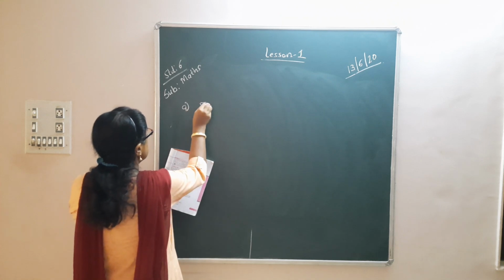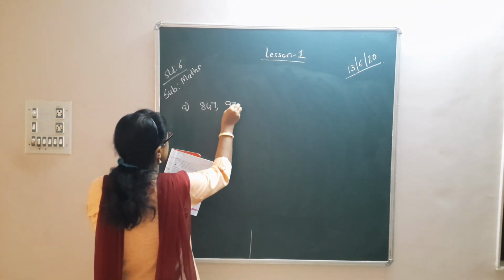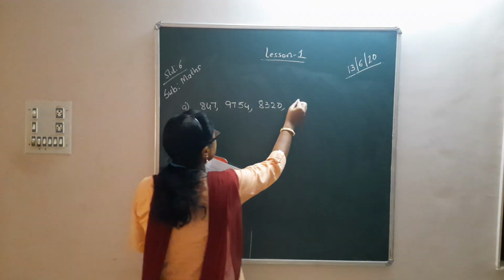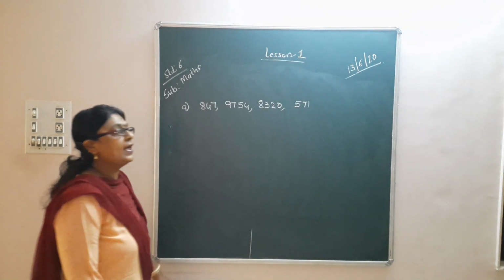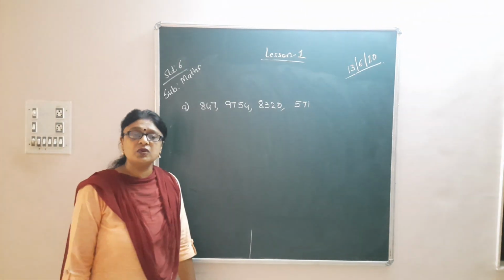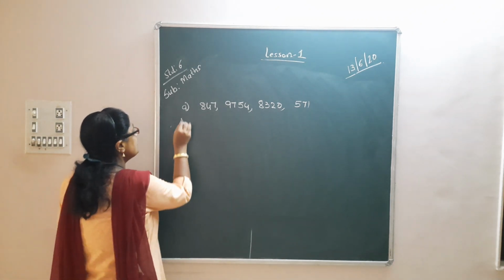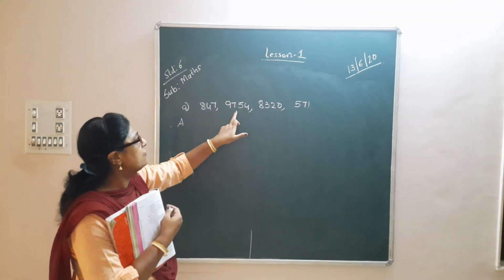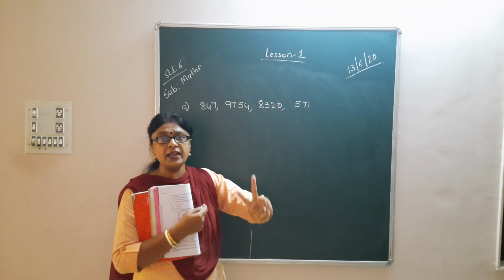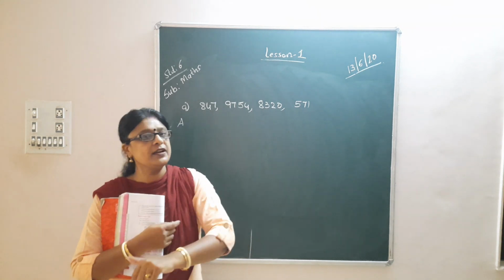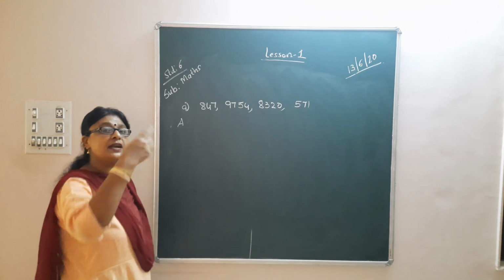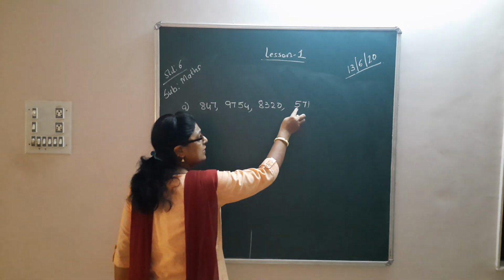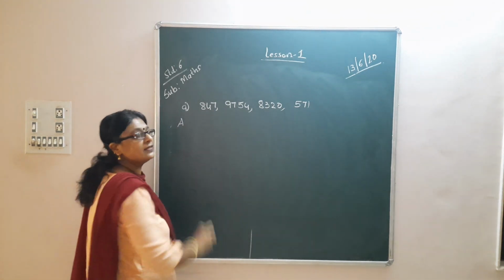The numbers are 8, 8, 4, 7, 9, 7, 5, 4, 8, 3, 2, 0 and 5, 7, 1. Arranging in ascending order means I have to arrange from small to big. So what will be the answer? First I have to count the number of digits. So here 3, 4, 4, 3. So I have 2 3-digit numbers. From there I have to decide which is the smaller one. So from this and this, which is the smaller one? This. Yes, why? Because this is 5 and this is 8.